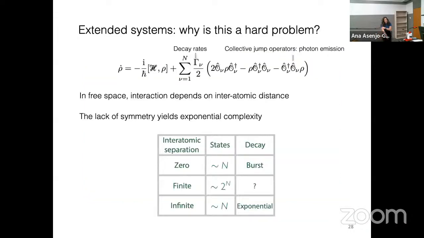Okay, so then let's see what happens in free space. In free space, in principle, the interaction depends on the interatomic distance, and there is a lack of symmetry that makes the problem very complicated, because now atom 1 talks to atom 2 at a rate that is different from atom 3, and so on. So I cannot do this simplification. Generically, if my interatomic separation is 0, I have only n permutationally symmetric states. This leads to a burst. If my interatomic separation is infinity, I have n single-particle states that I care about, and the decay is exponential. And if the interatomic separation is finite, I have 2 to the n states. I don't know what happens.